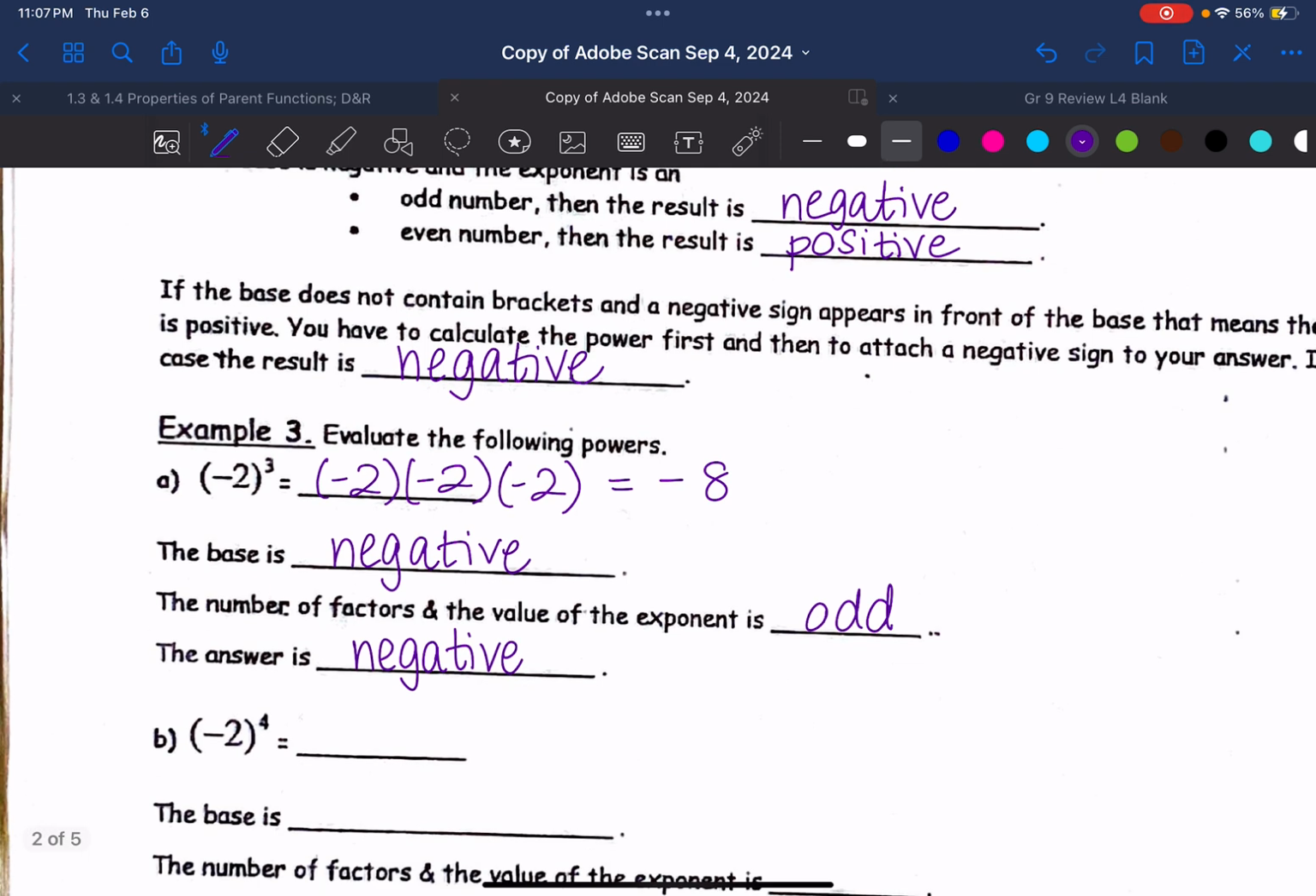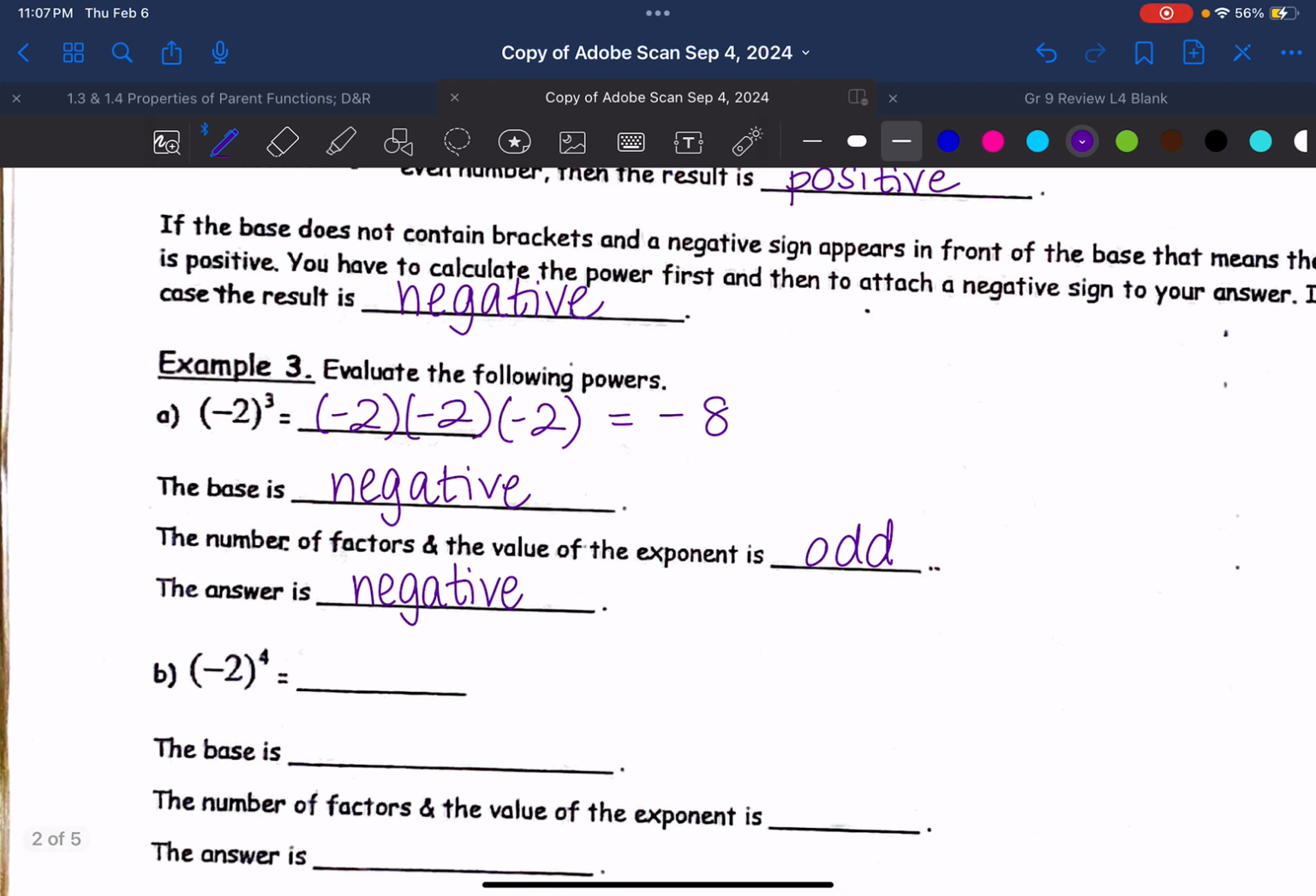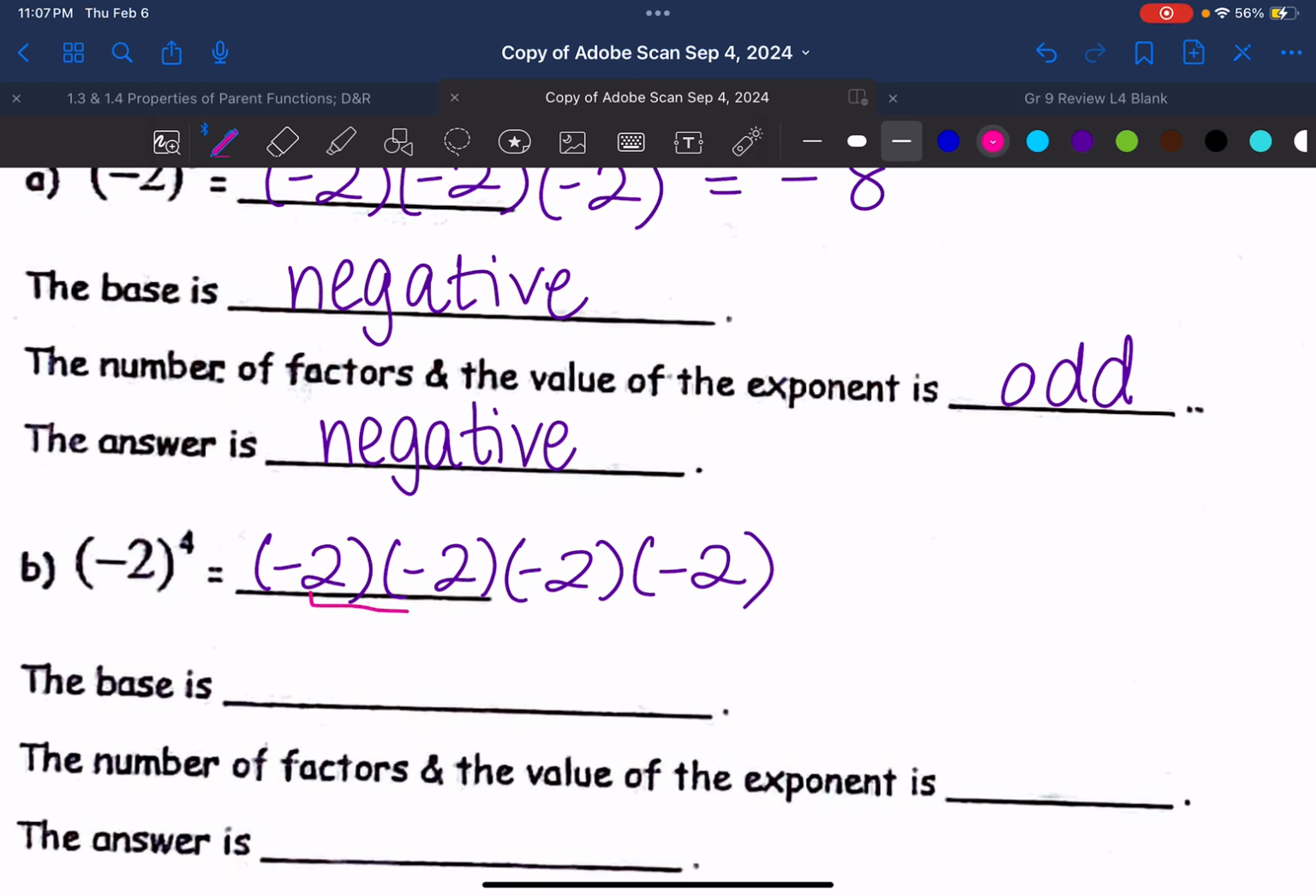You'll notice that the one right below it, which is kind of similar, is still a base of -2, but it's to the power of 4. So now we've got an even exponent. When I write this as repeated multiplication, -2 times -2 times -2 times -2, if I do these two together, a negative times a negative makes a positive, and these two together, a negative times a negative also makes a positive. So overall, this is going to be equal to positive 16.